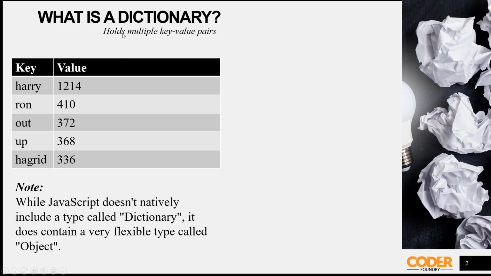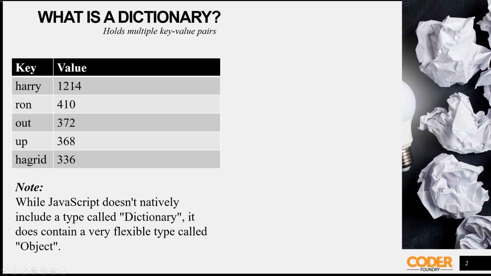So the dictionary is a little bit different than an array in that it holds multiple key value pairs, and the key is defined by us. Our key is going to be the words in the array, and the value is going to be the count of the words.